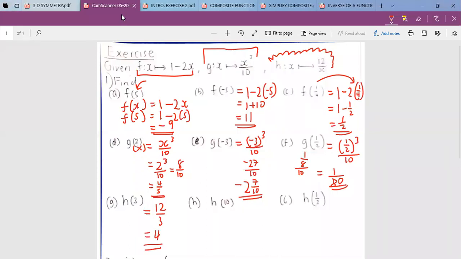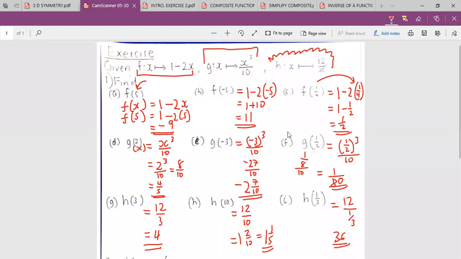Next here, I have 12 over x. So in the place of x, I have to keep 10 because I'm given 10. So my final answer would be 12 over 10. And when I simplify, I get 1 and 1 over 5. Then h of 1 over 3. So that means I have 12, and in the place of x, I have 1 over 3. So when I work it out, I get 36. All right, that's how we were supposed to do question number one.